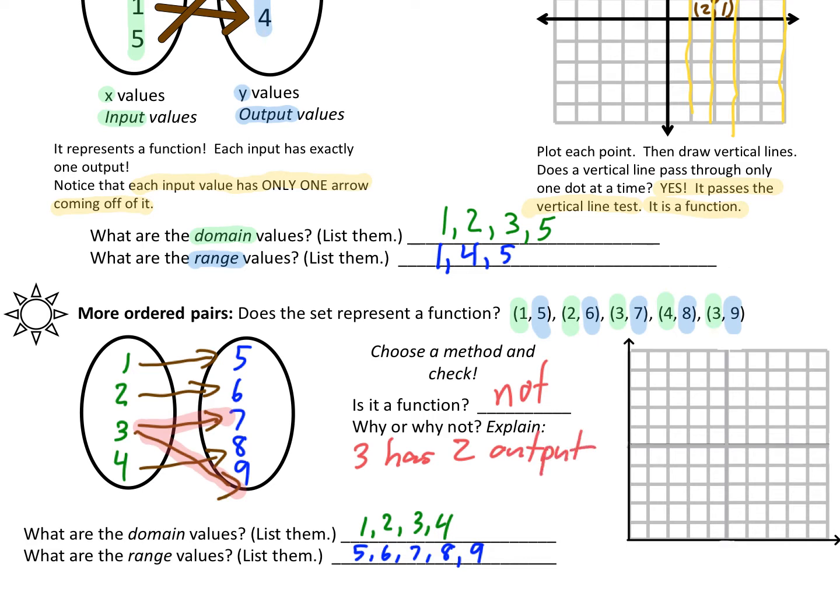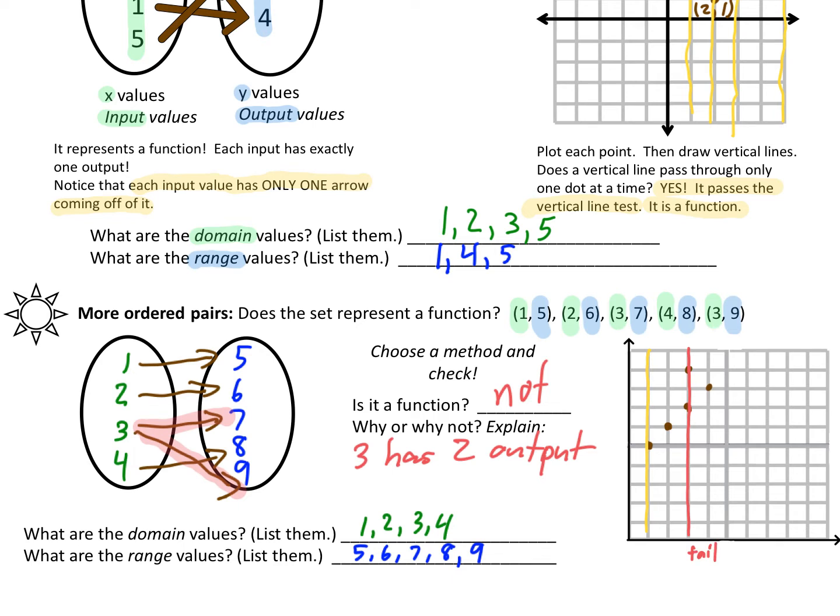Now, if you chose to check this the vertical line test way, you would have to find the points. So (1, 5), (2, 6), (3, 7), (4, 8), and (3, 9). And what you'll see is that although you can make a vertical line in some places and only go through one dot, it's not true for everywhere. So like if you draw a line here, you would go through not one but two dots. That means we fail the vertical line test.